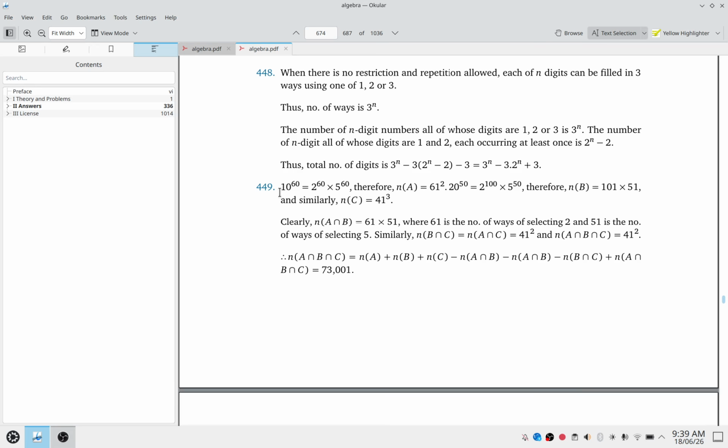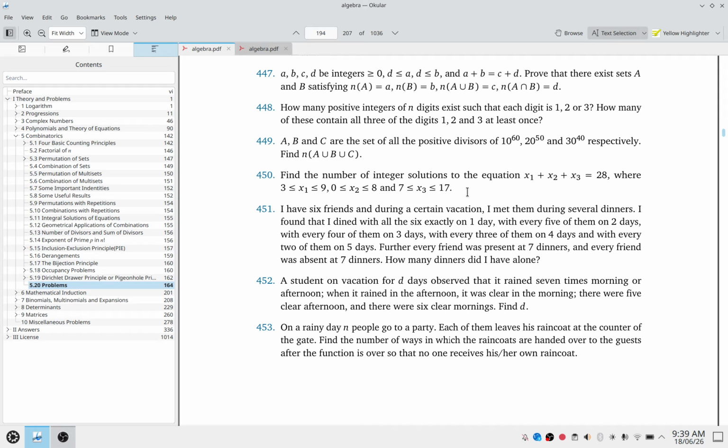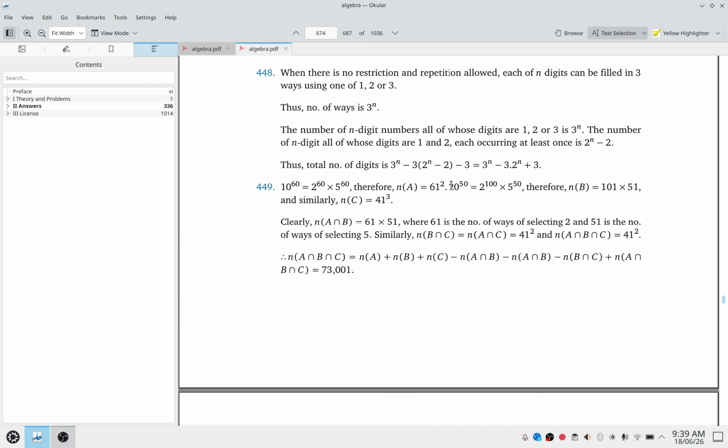Okay, so A was 10 to the power 60, which means 2 to the power 60 multiplied by 5 to the power 60. So n(A) is 61 squared. We can pick 2 from power 0 to 60, so 61, and same for 5, so 61 squared. Now B is 20 to the power 50, right? That means 2 to the power 100 into 5 to the power 50. So n(B) would be 101 times 51, because this is 100 multiplied by 51.